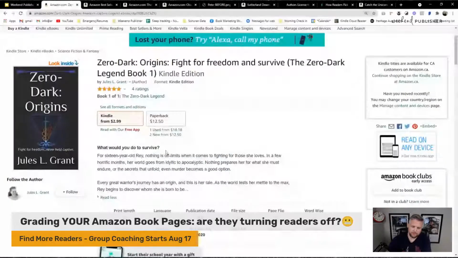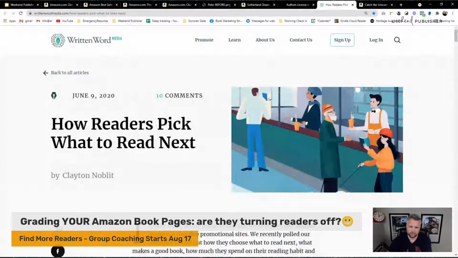Now, the next node that the potential reader takes is the book description. And the book description is the biggest factor to whether or not the reader is going to take an action. And I show people this all the time. I show my coaching clients this all the time: how readers pick what to read next.